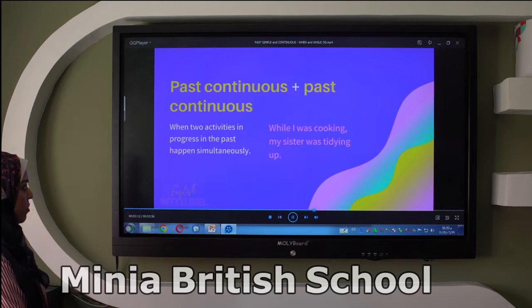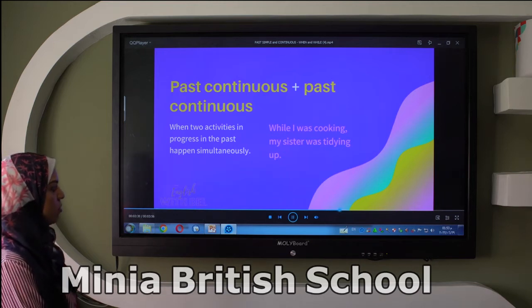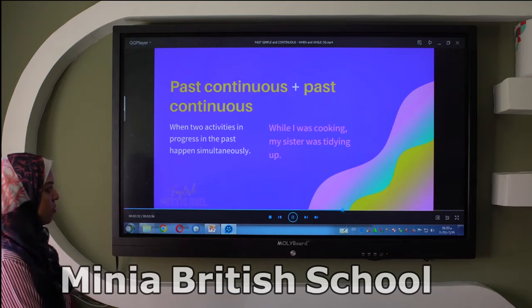You can also use the past continuous in both parts of the sentence. This means that there are two activities in progress in the past which happen simultaneously. This is at the same time. For example, while I was cooking, my sister was tidying up. Remember that in this case, you will have to join the two clauses using while.